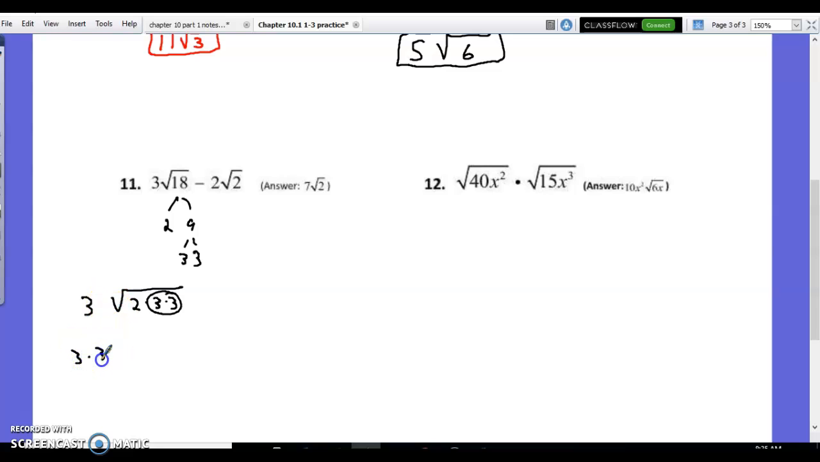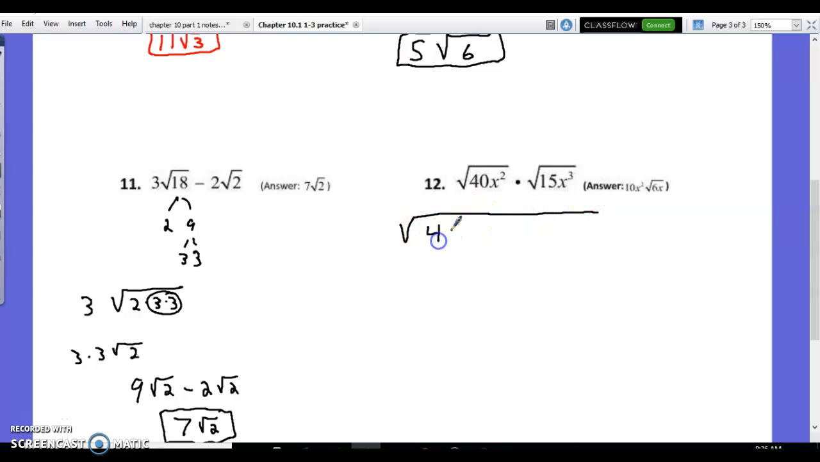So we have 3 times 3 root 2, because the 2 is left inside, which becomes 9 root 2. This is already simplified, so minus 2 root 2. 9 minus 2 is 7. 7 root 2 is our answer. So use some space to do these types of problems, all right? So you need to treat them as 2 separate problems, and at the end, then you're just adding or subtracting them.